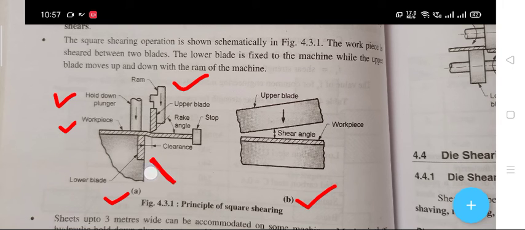and there are the provide clearance, rack angle, stopper, upper blade, and this one is the lower blade. Upper blade, lower blade, workpiece, hold down plunger, clearance, rack angle, and stopper. This is the figure B. This one is the upper plate. This one is the workpiece, and then there is the shear angle.